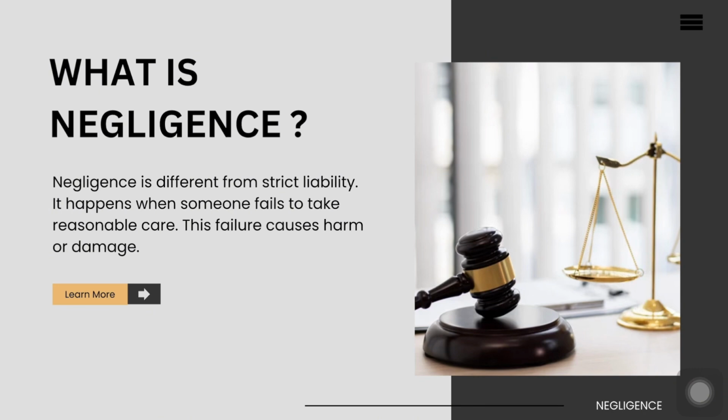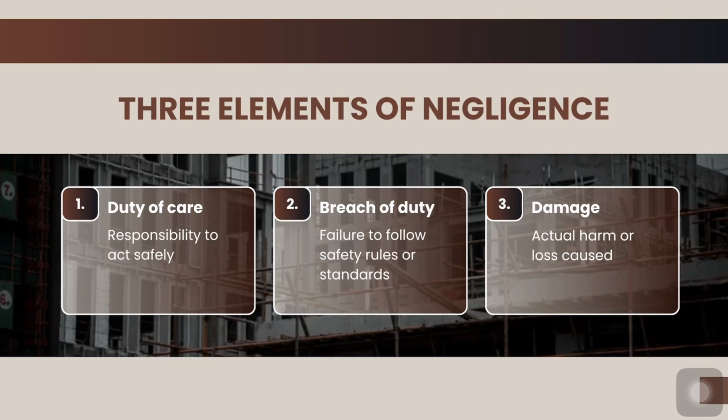Okay, what is negligence? Negligence is different from strict liability. It happens when someone fails to take reasonable care. This failure causes harm or damage. There are three elements of negligence: duty of care, breach of duty, and damage.